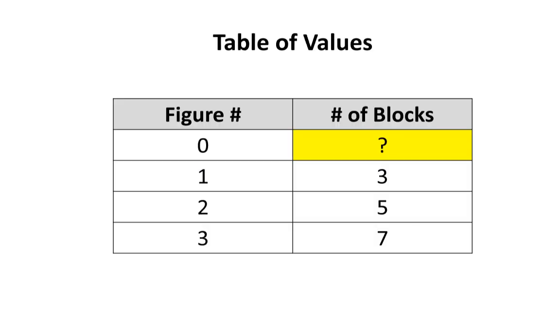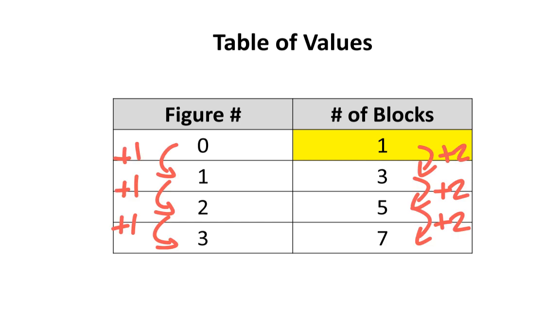Take a look at the table below. Figure 1 contains 3 blocks, Figure 2 contains 5 blocks, and Figure 3 contains 7 blocks. But how many blocks does Figure 0 contain? Take a minute to think about this. If you had predicted Figure 0 to contain 1 block, you would have been correct. Many of you may have used the pattern we just discovered earlier to work backwards to find the number of blocks in Figure 0.